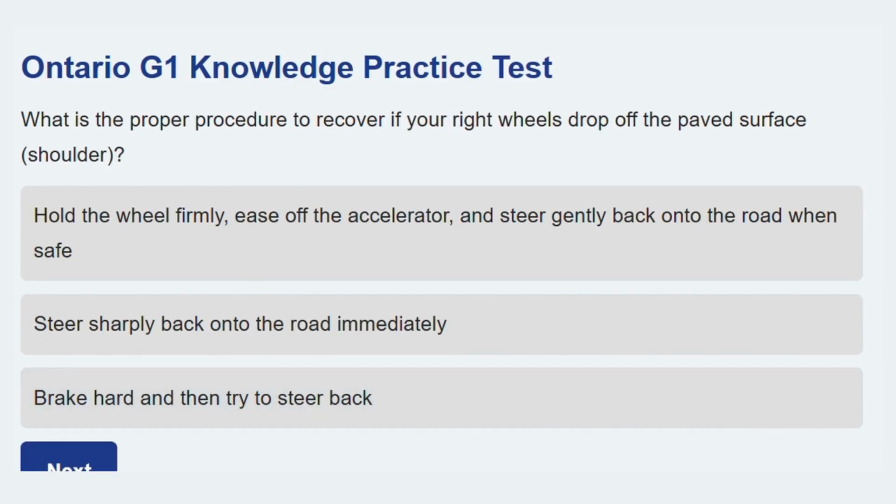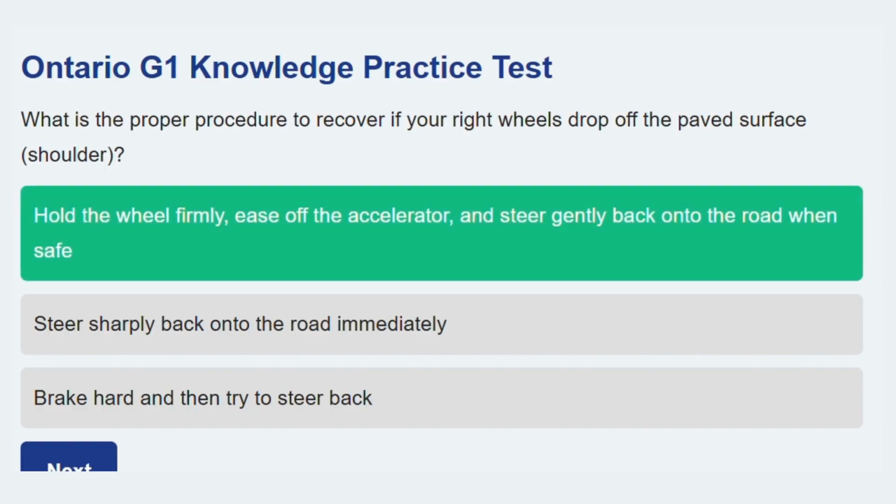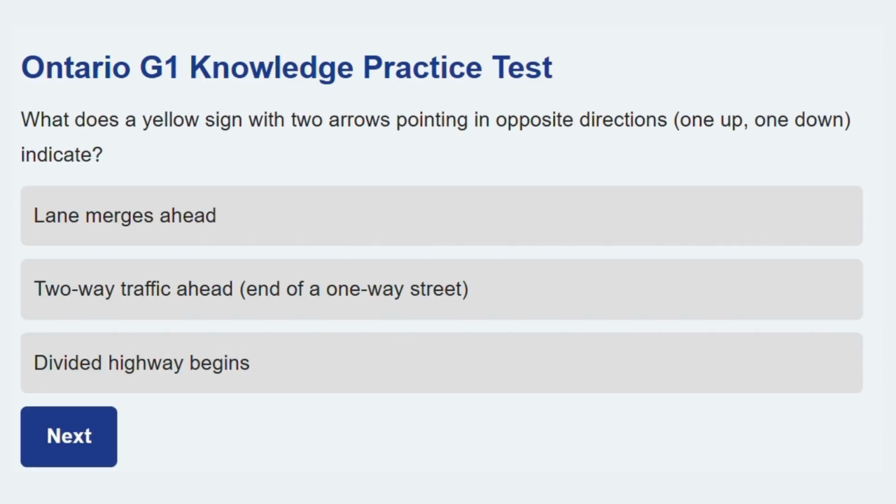Next up, what is the proper procedure to recover if your right wheels drop off a paved surface? Shoulder. Hold the wheel firmly, ease off the accelerator, and steer gently back onto the road when safe. Do not brake or turn sharply, as this can cause a skid or loss of control. Let's continue. What does a yellow sign with 2 arrows pointing in opposite directions, one up, one down, indicate? 2-way traffic ahead, end of a one-way street.